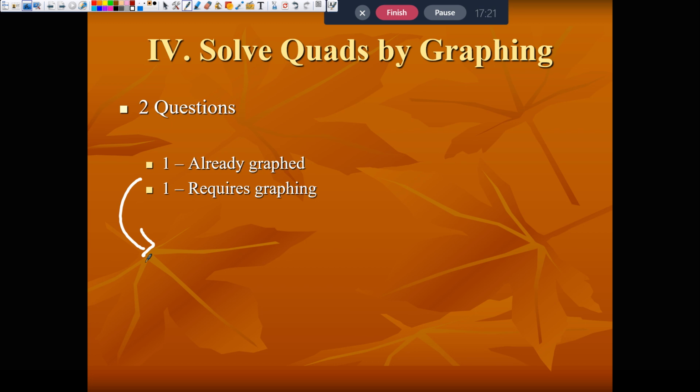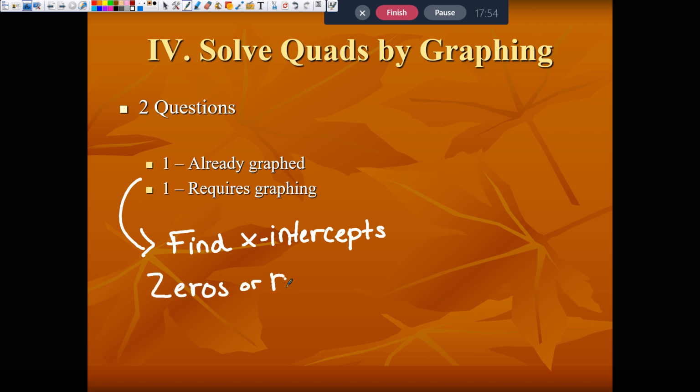My roots, my zeros, what are those? What are my answers for when I'm solving? Your x-intercepts. So I'm trying to find the x-intercepts. And what is my y for my x-intercepts? What's the y value? 0. So that's why the equation will be set up to equal 0. So I'm looking for, and these could be zeros or roots. That's what they can call them.